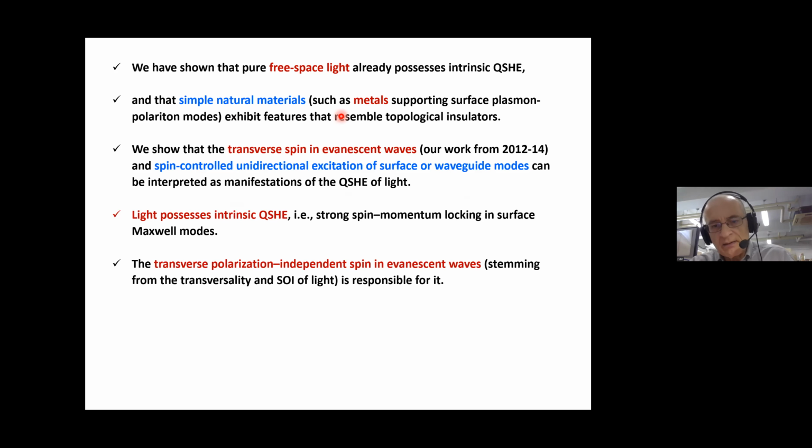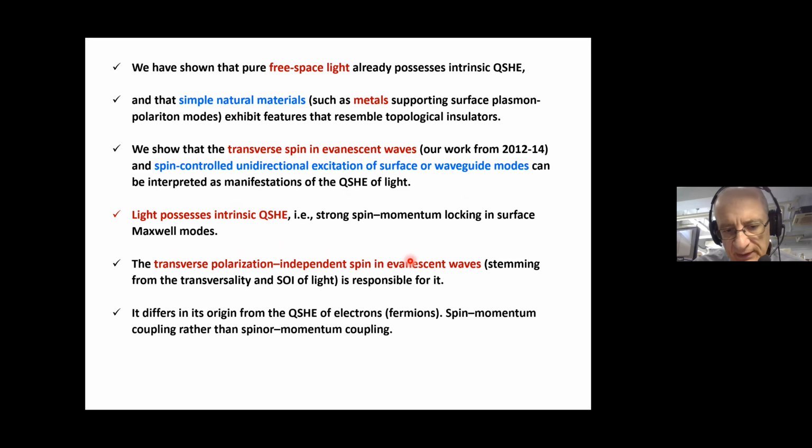So the underlying mechanism is the spin-orbit coupling of light, which is intrinsic, and the transversality condition. This gives rise to this transverse polarization-independent, or helicity-independent, spin in evanescent waves.